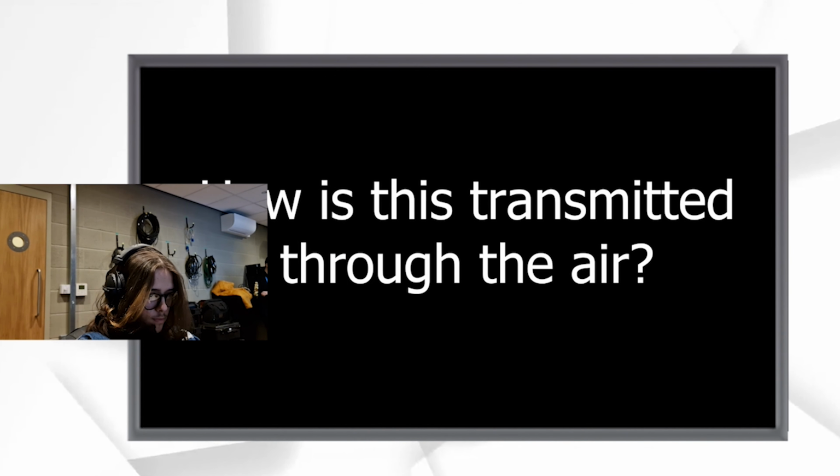When a sound wave hits the diaphragm of a dynamic microphone, it moves back and forth, moving a coil of copper wire which is wrapped around a piece of metal. As the coil of wire moves back and forth, it moves in and out of its magnetic field, creating an electrical signal. How is this transmitted through the air?